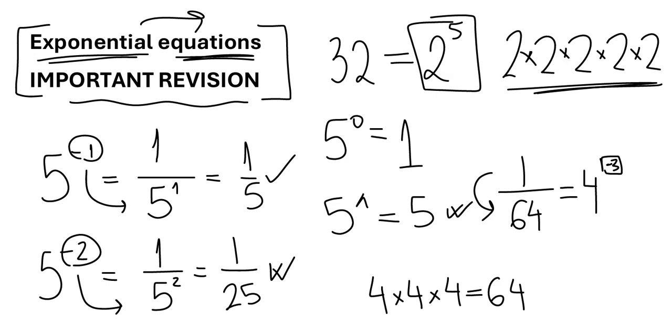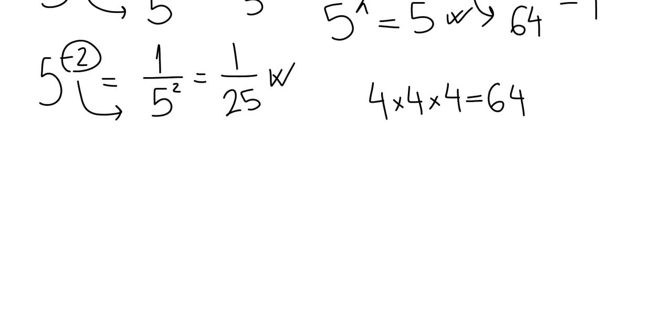Okay, these are the basics. If this is clear, then we can start with some exponential equations. For any exponential equation, first of all, what are exponential equations? Those are equations that have a variable in the exponent. So if we have, for example, 2 to the power of x is equal to 2 to the power of 5. In order to solve an exponential equation, we need to have same base.